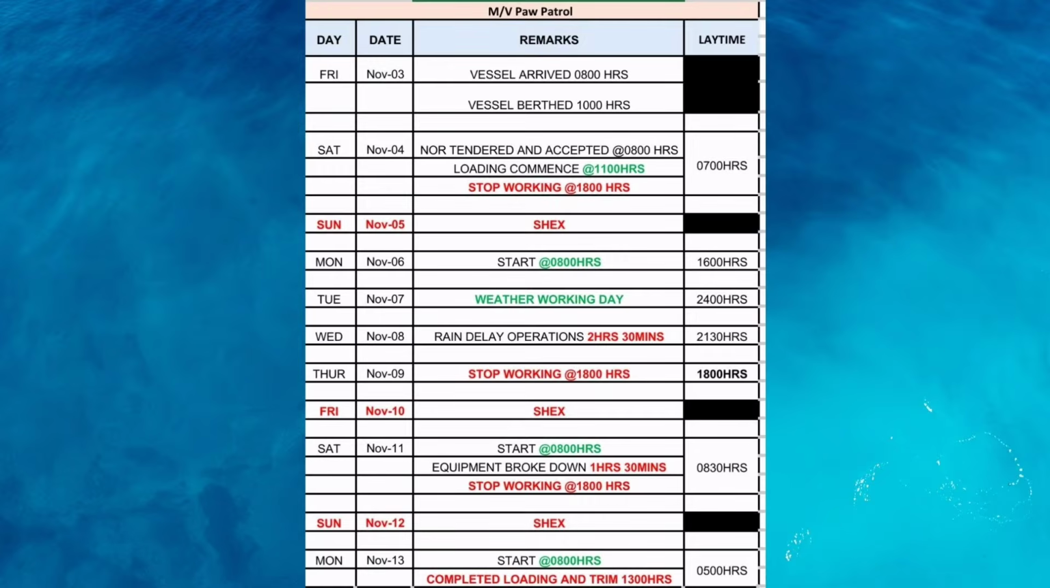On Sunday, November 5th, that's excepted. So we do not count laytime because Sundays and holidays are excluded from laytime.